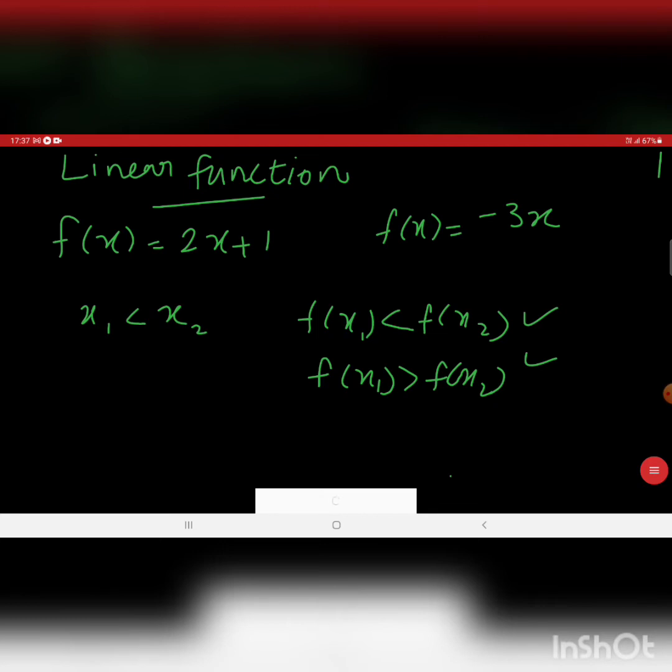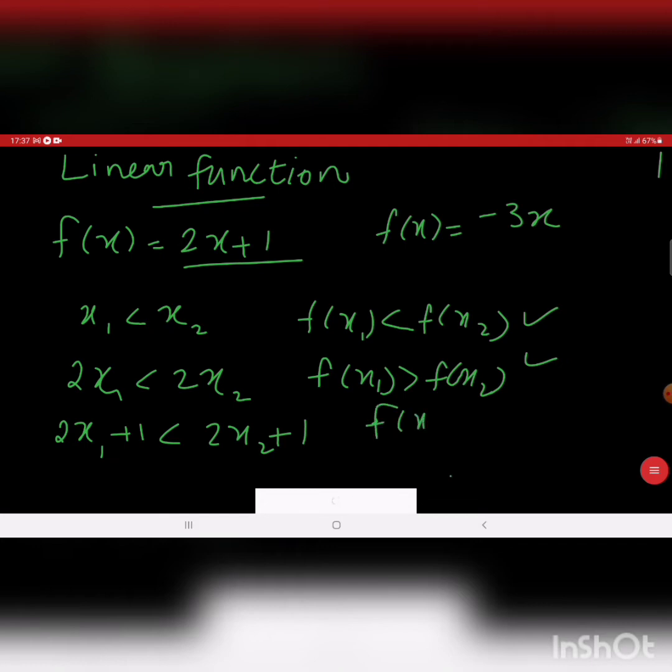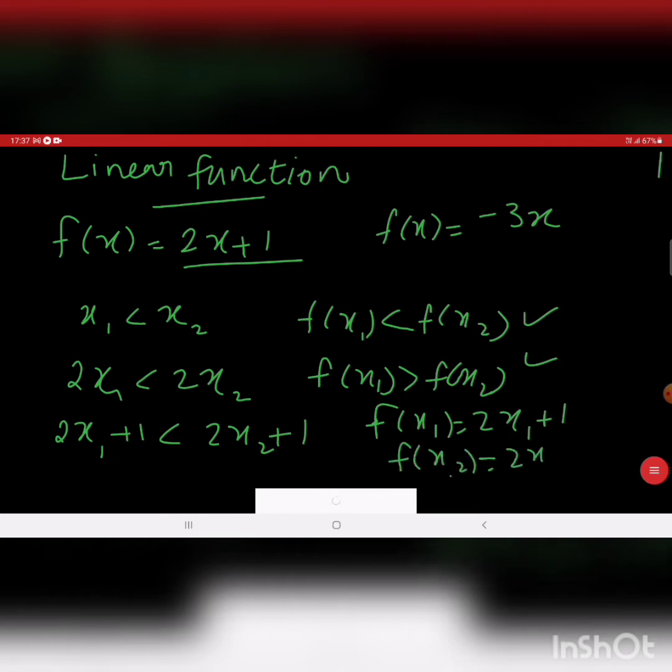So we can start from x1 less than x2. Now multiply both sides with 2. Then it becomes 2x1 less than 2x2. Now add 1 on both sides. Then it becomes 2x1 plus 1 less than 2x2 plus 1. Now what is 2x1 plus 1? That is f of x1. If you replace x by x1, then you will get f of x1 is equal to 2x1 plus 1. Now f of x2 means it is 2x2 plus 1.